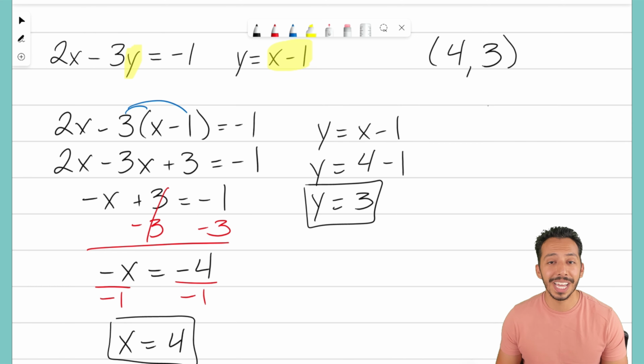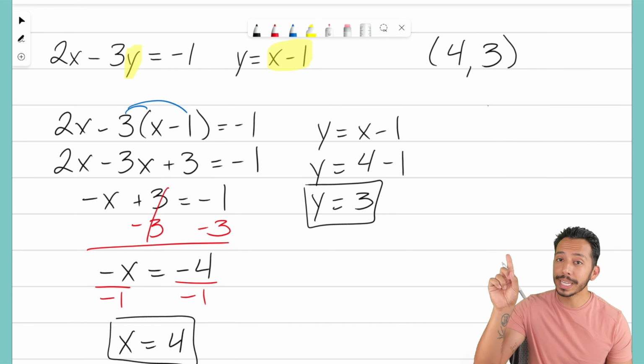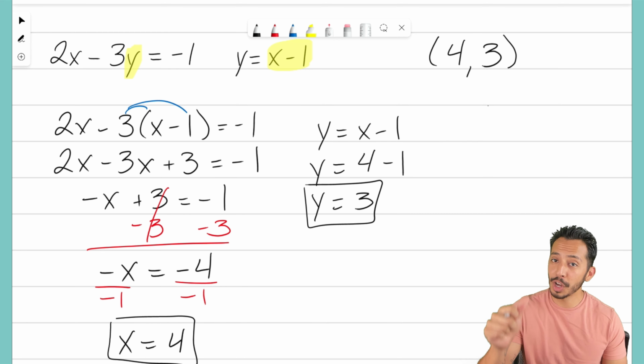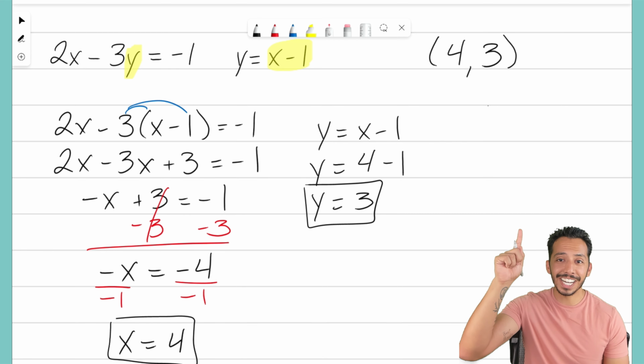That is how you use the substitution method. Take what the variable equals, y equaled x minus 1, and substitute it into the other equation. Solve for x, solve for y, and you've got your ordered pair.